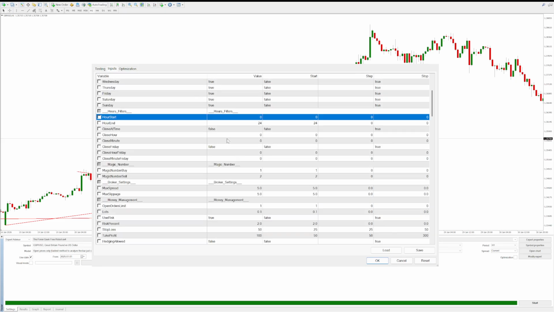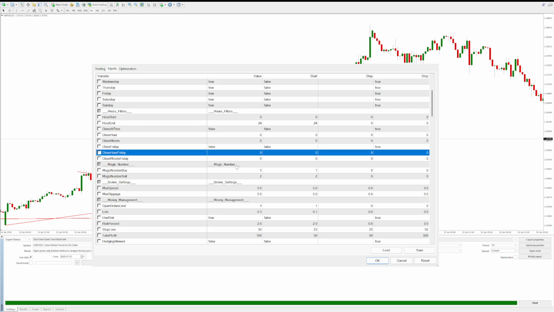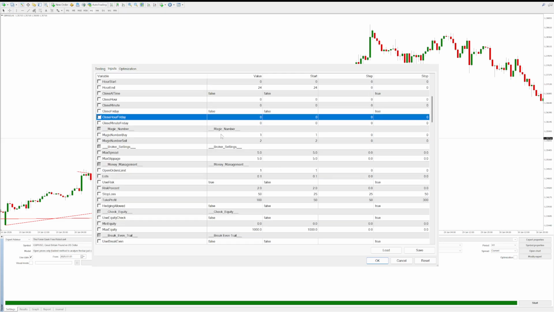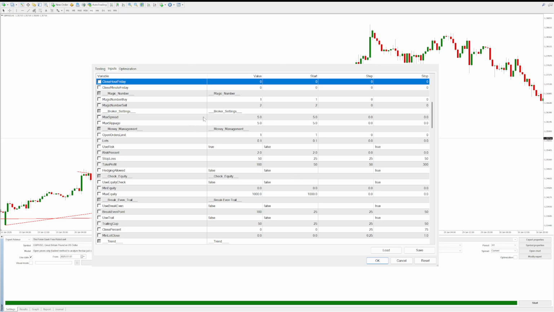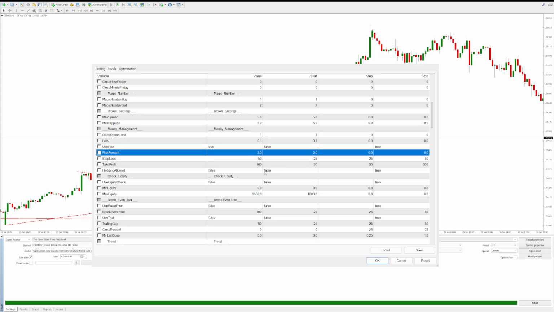You can close trades at a certain time, perhaps if you want to close them prior to the rollover, or you don't want to trade overnight. You can close on Friday if you want to try and avoid weekend gaps. You don't want to get caught on the wrong side of one of those. Got your general settings such as your order ID, maximum spread, maximum slippage to avoid unfavorable market conditions. You can set your position size, so either using lots or risk percent.